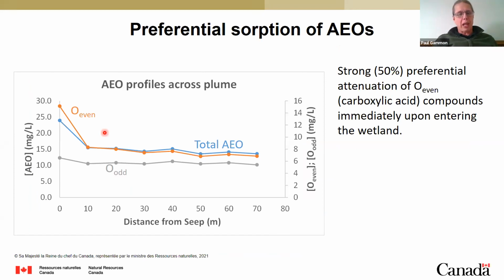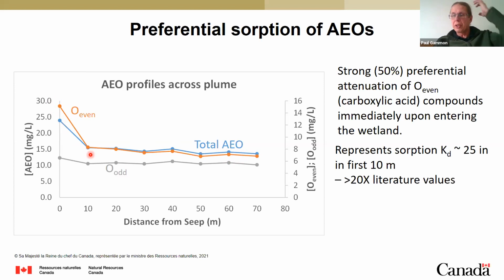You can go a little bit further than that, and again, the distance from the seep. This is the AEO in the blue, total AEO in milligrams per liter, and then O even and O odd in milligrams per liter. And as you can see, this decrease is mostly taken up in the O evens. O odds are basically consistent across the plume, whereas the O evens drop dramatically in those first 10 meters. This represents, if you actually do a sorption calculation, a KD of 25 in the first 10 meters.